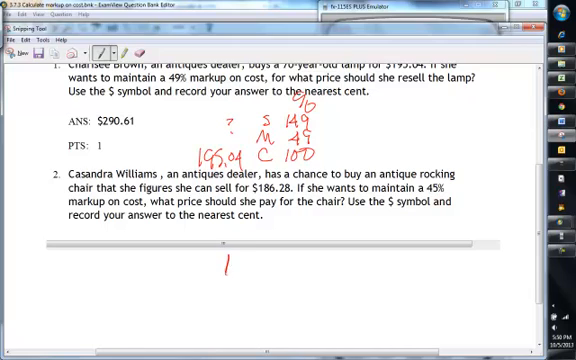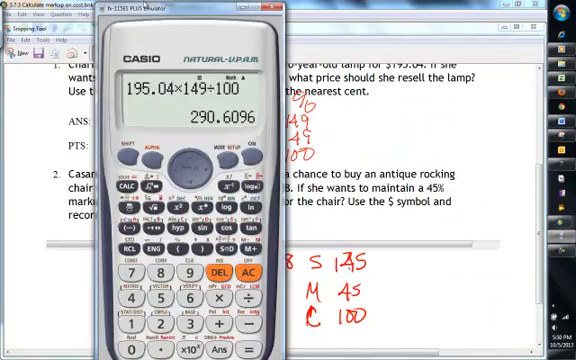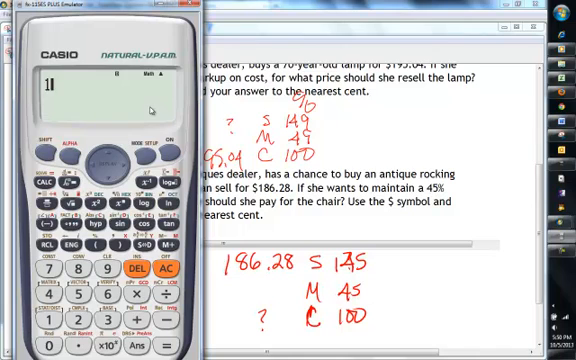Cassandra Williams, same situation. Now she can sell it for $186.28. That's the selling price. We want to know what price should she pay for it. Cost is 100%. Markup is 45%. What's the selling price percent is 145. So cross multiply and divide again: 186.28 times 100 divided by 145 gives us 128.47.